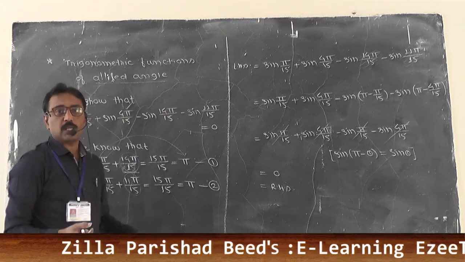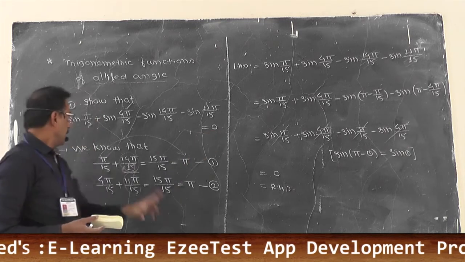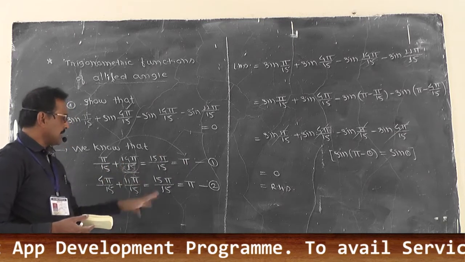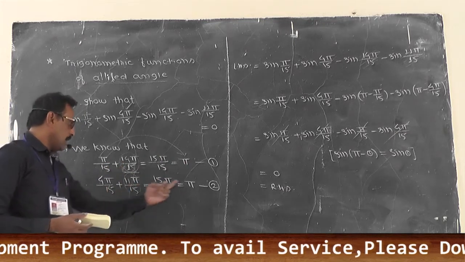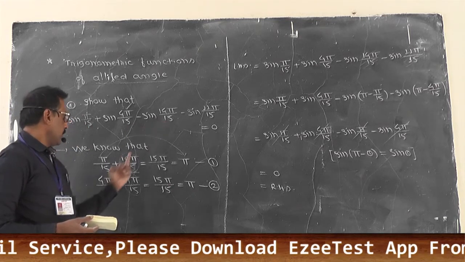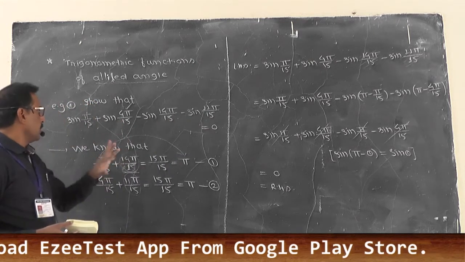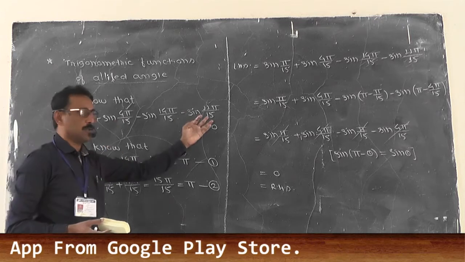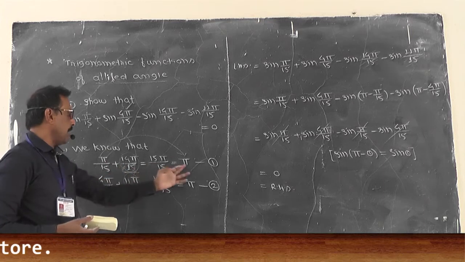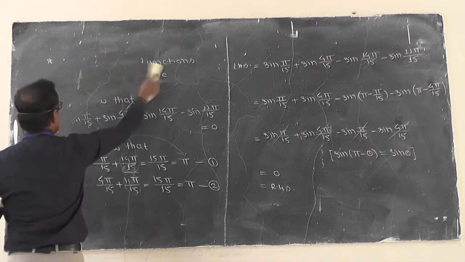Remember one thing, which technique we are using here. Technique is like this. Answer we want here 0. Then combine such angles whose addition is pi or subtraction is pi, then it is also valid. Here addition of these two angles is pi, so I have combined pi by 15 and 14 pi by 15 whose addition is pi, and 4 pi by 15 and 11 pi by 15. It is not the rule that first and third are combined, second and fourth combined. It is not the rule. Rule is like this: combine such angles whose addition is pi or subtraction is pi. In current problem, concept is addition is pi.